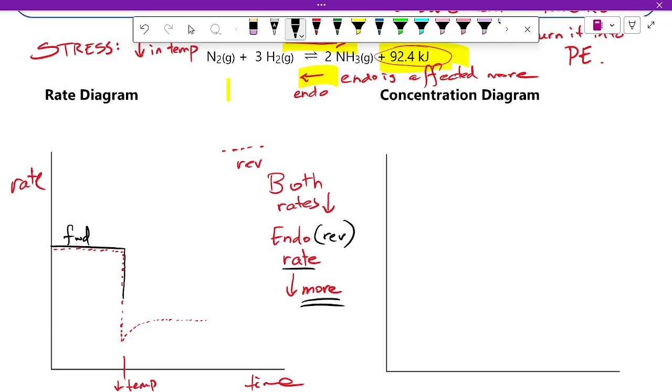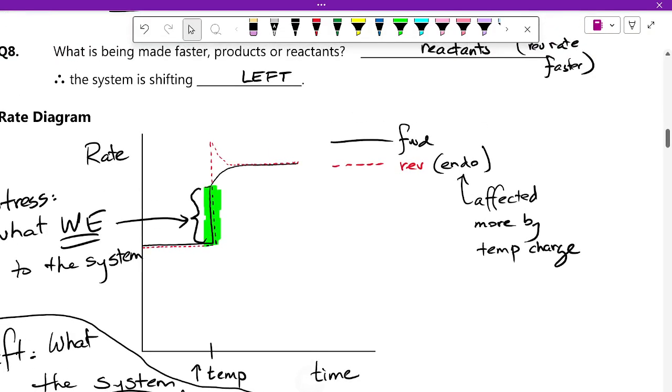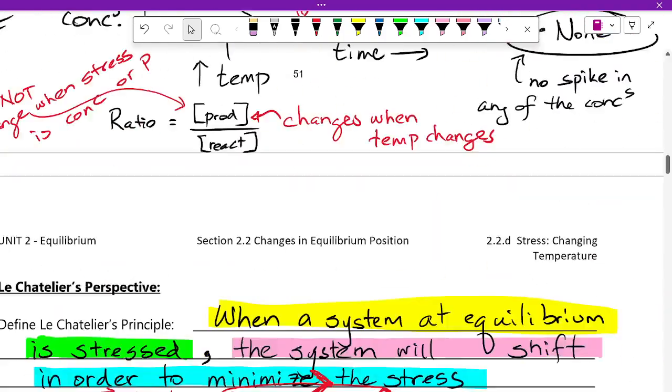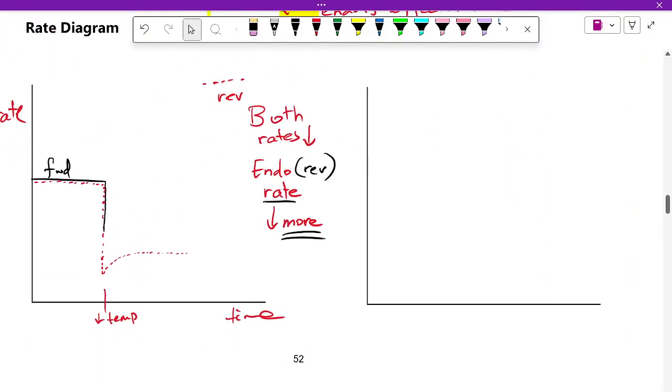I'm sorry. If we look back at our previous diagram, our reverse rate went up more, yes? Because the endo is affected more. The endo is still affected more. Both rates go down, endo goes down more. Yes, endo is always affected more. Does that make sense? Okay, cool. That's why we do these diagrams, to clear up any misconceptions like that, right?